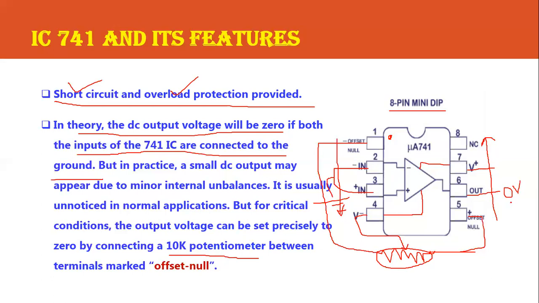But there exists some output voltage due to additional offset values. This additional voltage, the output voltage, will not be equal to 0; it gives some value. That additional value is said to be the offset value. This IC itself provides offset null pins, so you can reduce the output offset voltage to 0 without any additional circuitry. That is the advantage we have in this IC741.